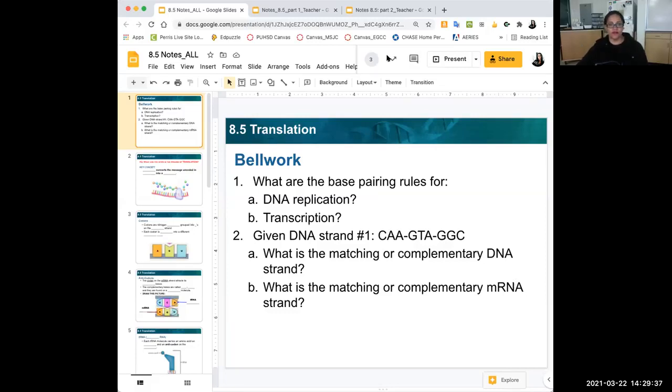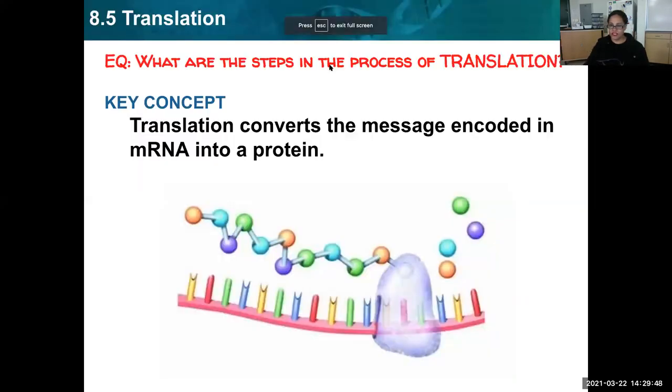So normally we break 8.5 up into 2 parts, but we're doing them all today. So for this first part, we're going to talk about translation, and then we'll switch over and talk about the genetic code. So essential question, what are the steps in the process of translation? We've broken it down into a 3-step process, just like we did with replication and transcription. So translation converts the message encoded in mRNA into a protein.